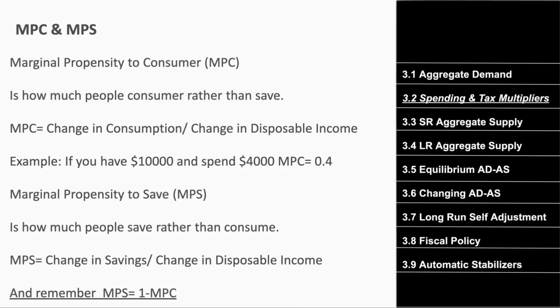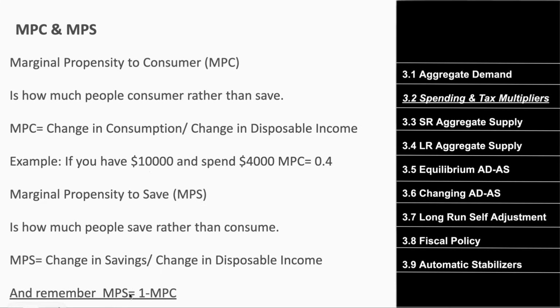Marginal propensity to save is simply your tendency to save money. Same equation here, but it's your change in savings. So let's say you have $10,000 and you save $6,000. 6,000 divided by 10,000, that's 0.6. So make sure you understand how to calculate these.